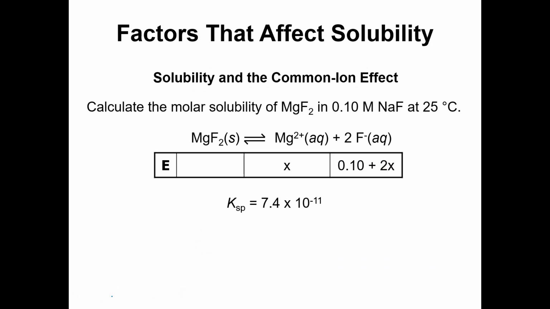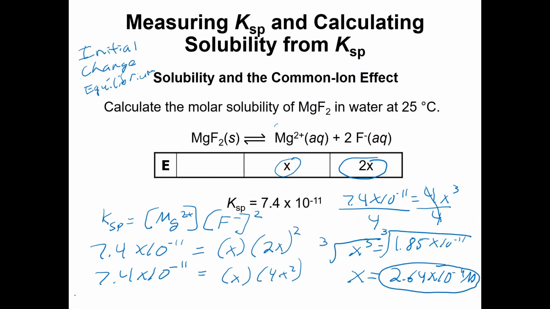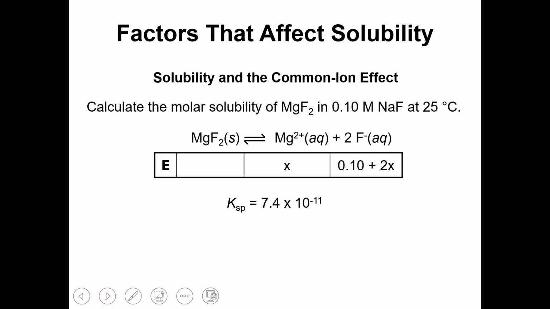So let's take an example where we want to calculate the molar solubility of magnesium fluoride in 0.10 molar sodium fluoride at 25 degrees Celsius. Now, let's think back a few slides ago, where we calculated the molar solubility of magnesium fluoride. We came up with 2.64 times 10 to the negative 4th molar. So I'm going to write that value up here, and we're going to compare that to the molar solubility of magnesium fluoride in 0.10 molar sodium fluoride.